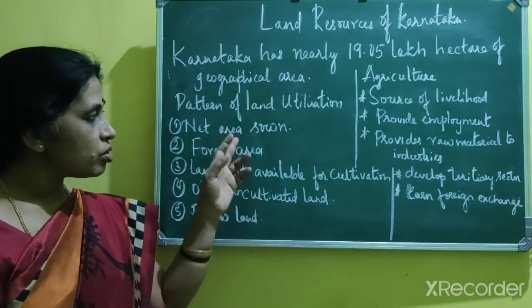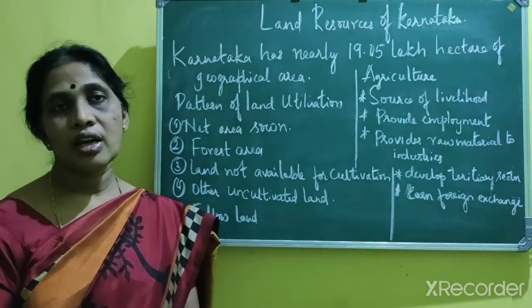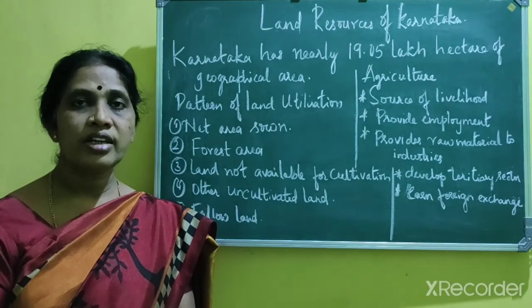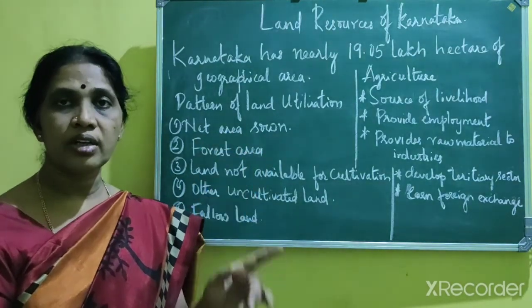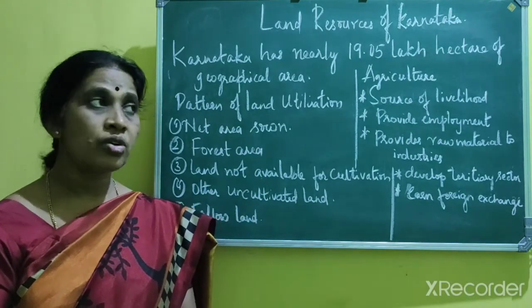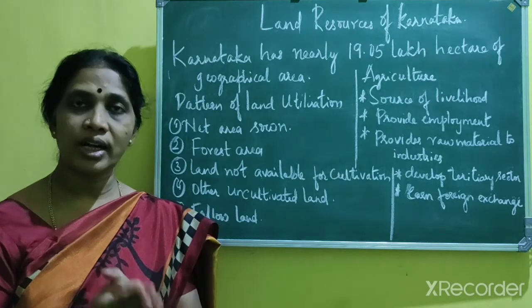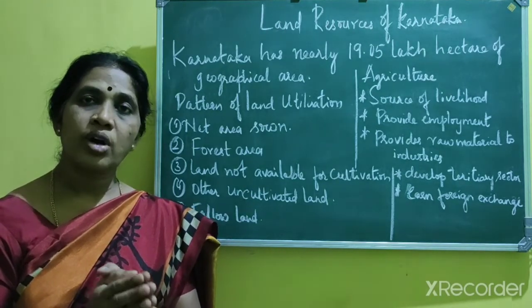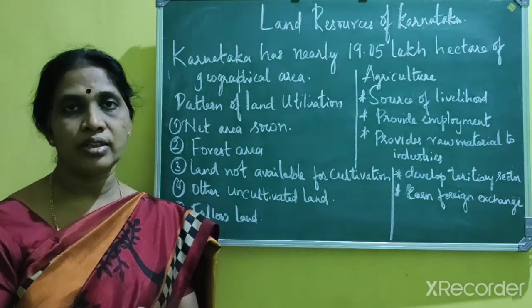Now let us do them one by one. Firstly, we will look at net area sown. It means the area that is under cultivation. We have to know what percentage of area we have under cultivation. This helps the state to understand the amount of land that is used for agriculture.